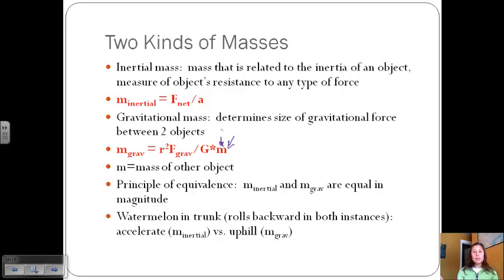You could also drive your vehicle uphill, and that's also going to cause the watermelon to roll to the back of the trunk, but the reason it's rolling to the back of the trunk this time is because of gravitational mass. And so if you just happen to be driving along and all of a sudden you're going up a hill, now the watermelon will roll backwards due to gravity, not inertia. But if we had these two instances and we calculated the masses, they would be equivalent in magnitude.